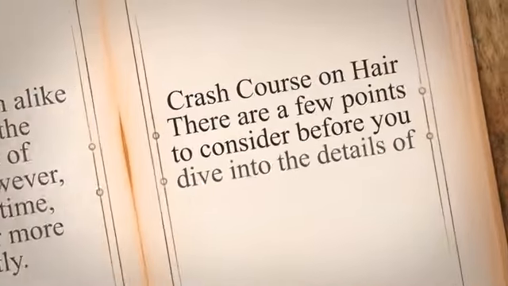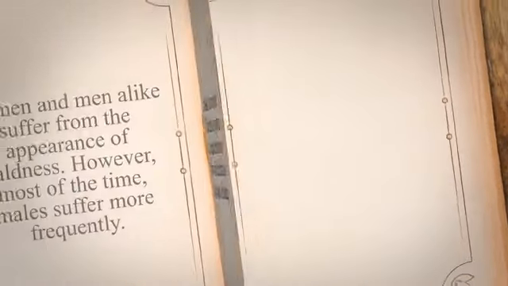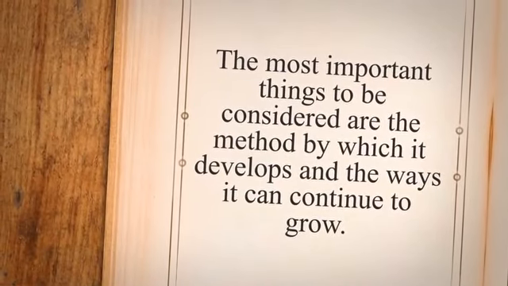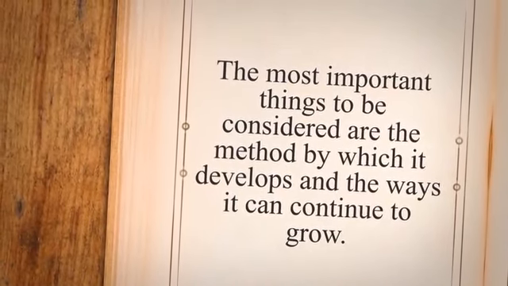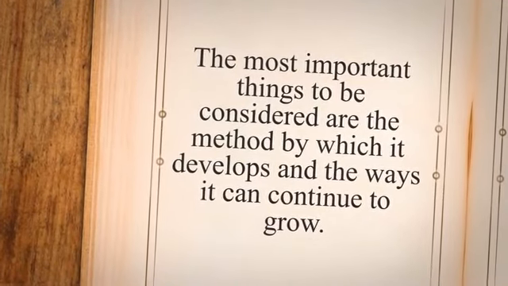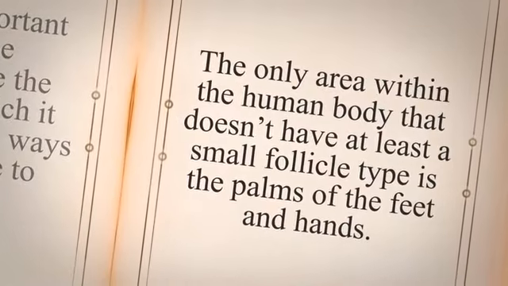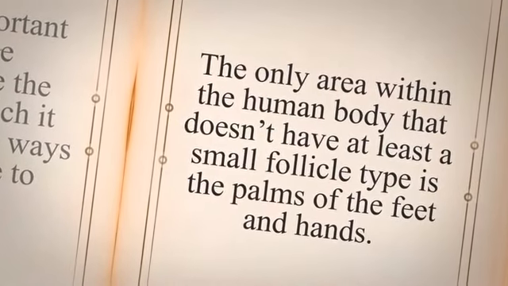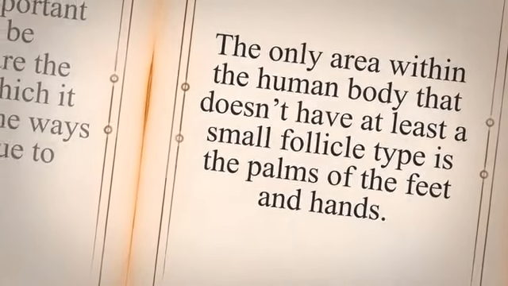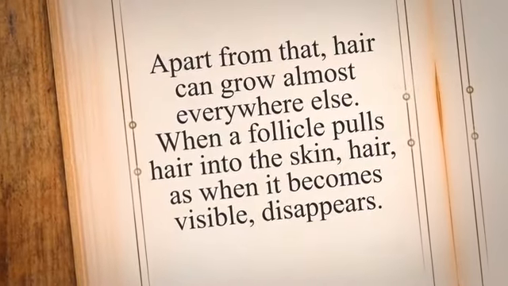Crash course on hair. There are a few points to consider before you dive into the details of the process of balding. Hair is an interesting aspect that consumes a lot of time, but it has yet to be widely understood. The most important things to be considered are the method by which it develops and the ways it can continue to grow. Every body part produces hair using hair follicles. The only area within the human body that doesn't have at least a small follicle type is the palms of the feet and hands. Apart from that, hair can grow almost everywhere else.